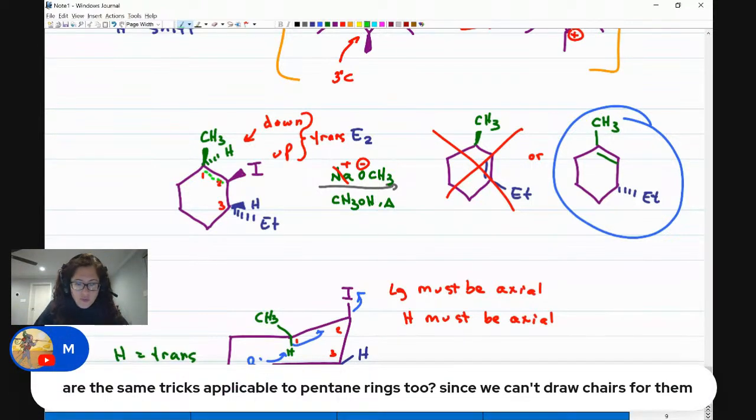Question: are the same tricks applicable to pentane rings too, since we can't draw chairs for them? If you are doing an elimination on a pentane ring, then yes, they still have to be opposite to each other. Therefore, the leaving group and the hydrogen still have to be anti.